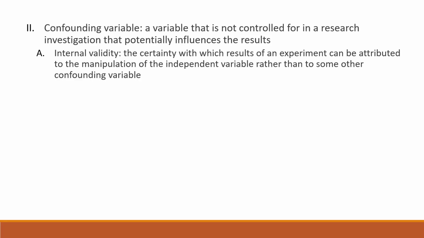Confounding variables are variables not controlled for in a research investigation that potentially influence the results. So this is when we don't know if the change was caused by the independent variable or if there is something else causing this effect. Going back to the food decision-making example, how hungry participants are can be a confounding variable. Whether or not they have an eating disorder is a confounding variable.